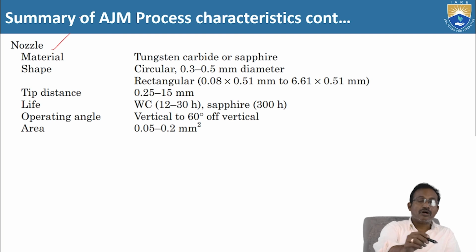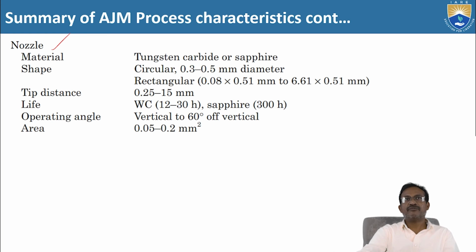Next, the nozzle. Material of the nozzle is tungsten carbide or sapphire. Shape: circular with 0.3 to 0.5 mm diameter, or rectangular 0.08 into 0.51 and 6.61 into 0.51 mm. Tip distance is 0.25 to 50 mm. Based on the application, we have to vary the tip distance.